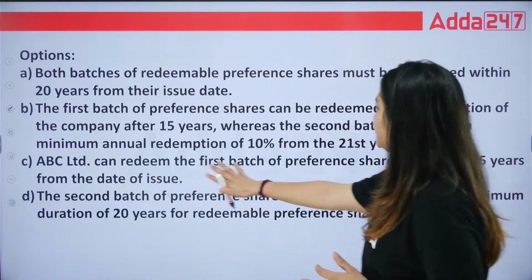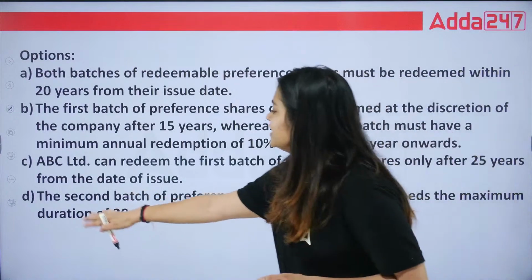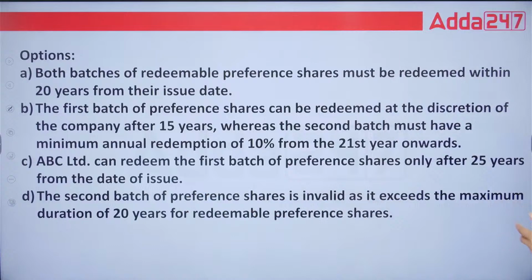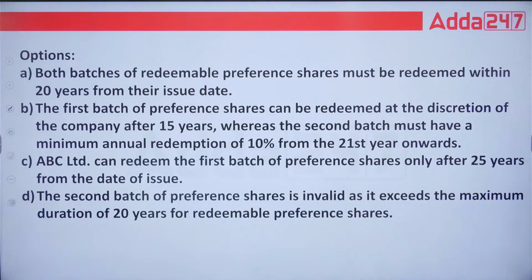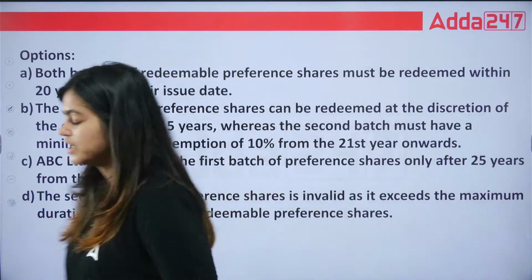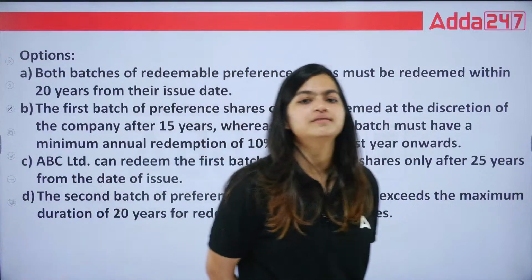C, ABC Limited can redeem the first batch of preference shares only after 25 years from the date of issue. D, the second batch of preference shares is invalid as it exceeds the maximum duration of 20 years for redeemable preference shares. Tell me the answer. Which is the correct option? Out of the 4 options, which is the correct option?